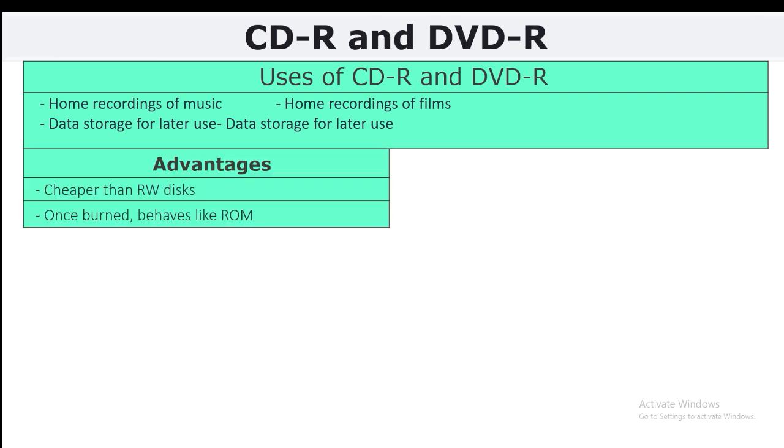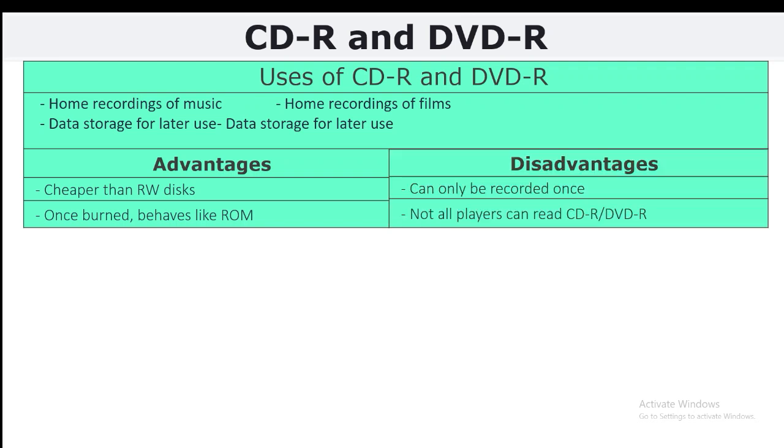All right. Now it has some advantages. They are much cheaper than the rewritable disk. And then once you burn any information on this CD-R, it becomes a ROM. What this means is that once data is written on it, it's permanent, right? So you can't do anything to it again. So it becomes a ROM. You can only read from it, right?